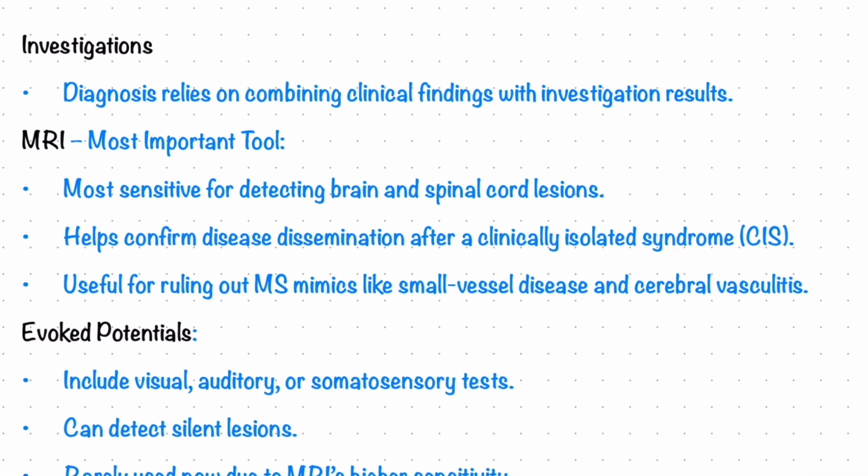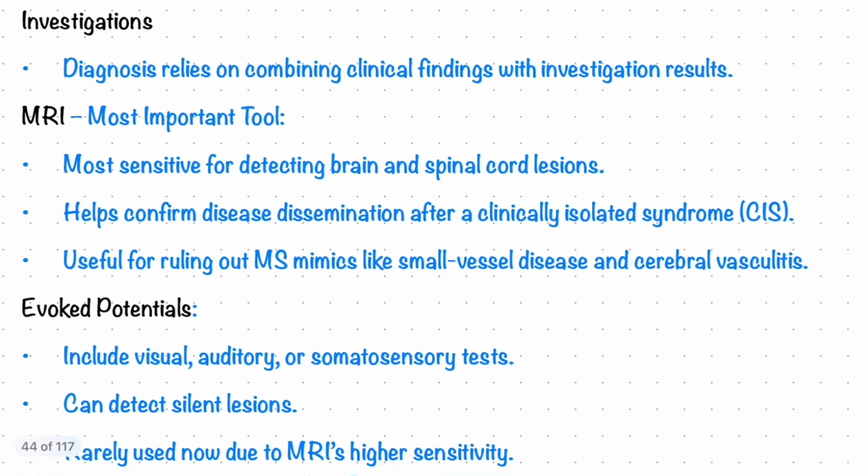These investigations in multiple sclerosis are important in setting up the different treatment plans. Diagnosis relies on combining clinical findings and investigation results. MRI, which I said is the most important tool, is also the most sensitive for detecting brain and spinal cord lesions. This helps confirm the dissemination after clinically isolated syndromes, and is useful for ruling out MS mimics like small vessel disease and cerebral vasculitis.